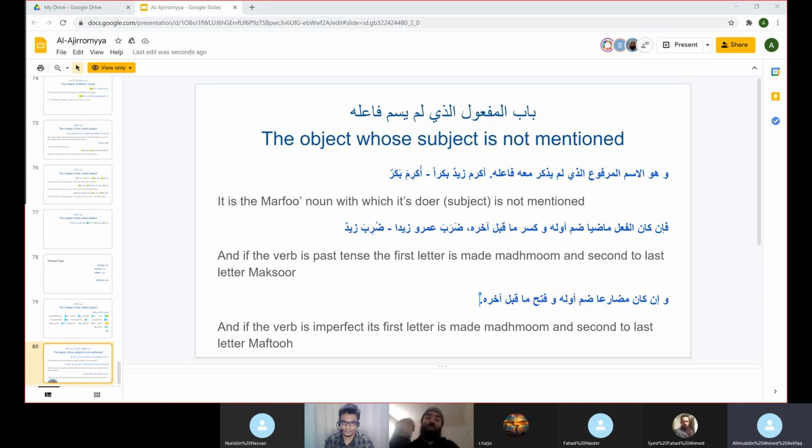Right. And the same thing with maksur. Kasra is the diacritical mark, and the maksur is the letter that takes that diacritic. So, Sheikh, a dhamma will be madmum for the first letter, and kasra would be maksur for the second last letter, only when that verb does not have a subject in the sentence. Yes, exactly. And that is the case with the past tense.